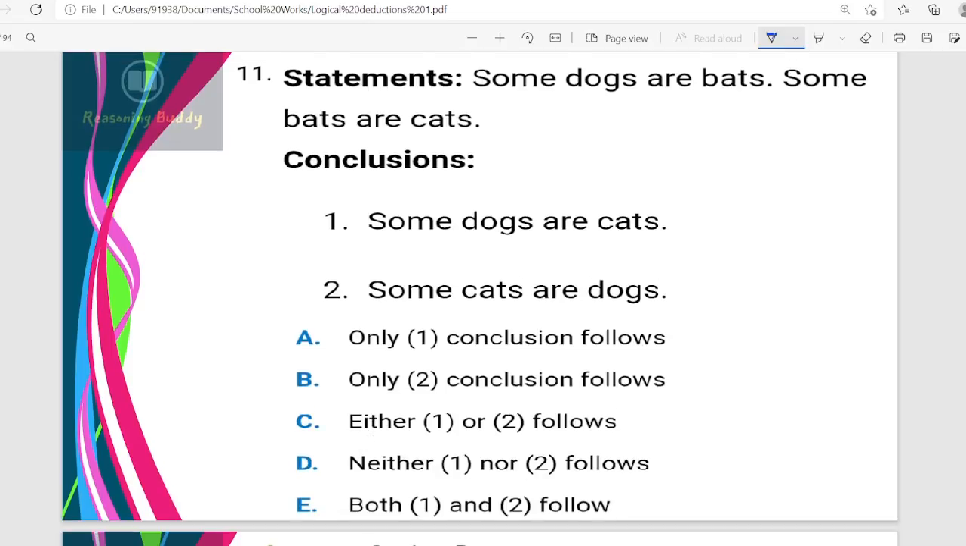Do this once, then I will explain. I will go to the other topics of logical deduction. This is the last term of this topic. The next topic is complementary cases. Go ahead with this first.